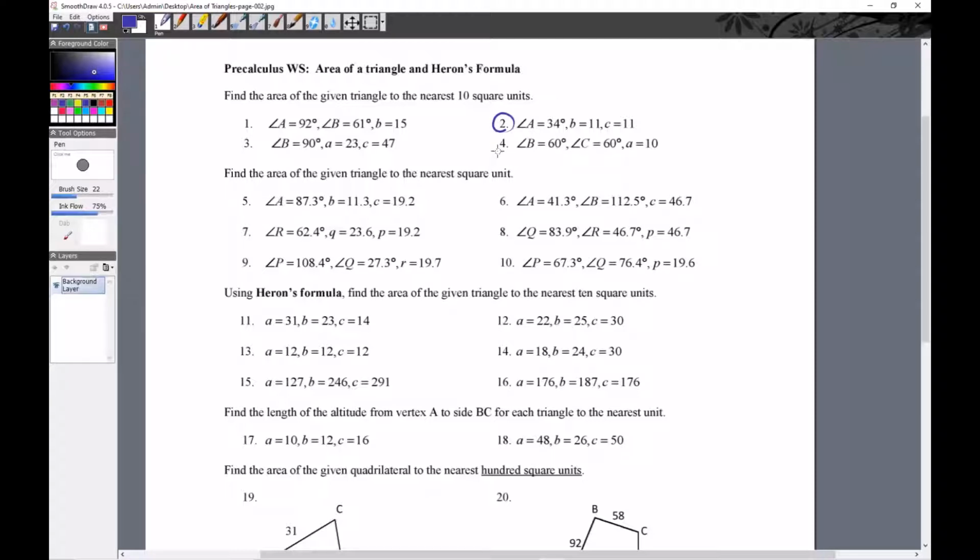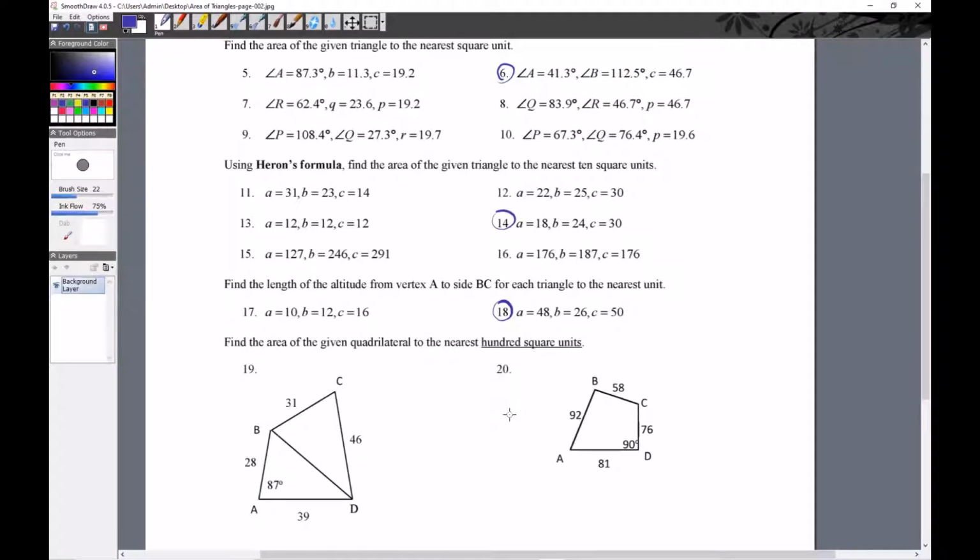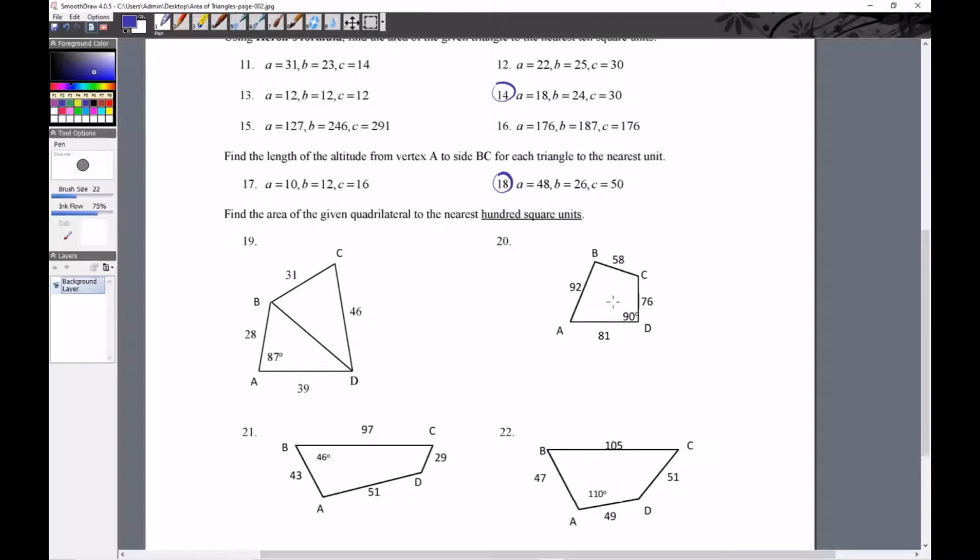I'm going to do number 2. I'm going to do number 4. I'm also going to do number 6 here. Number 14. Number 18. And finally, this is one I did in class, but if you weren't there, clearly you didn't see it. I'm just going to go ahead and do number 22. Oh, check that, 21.